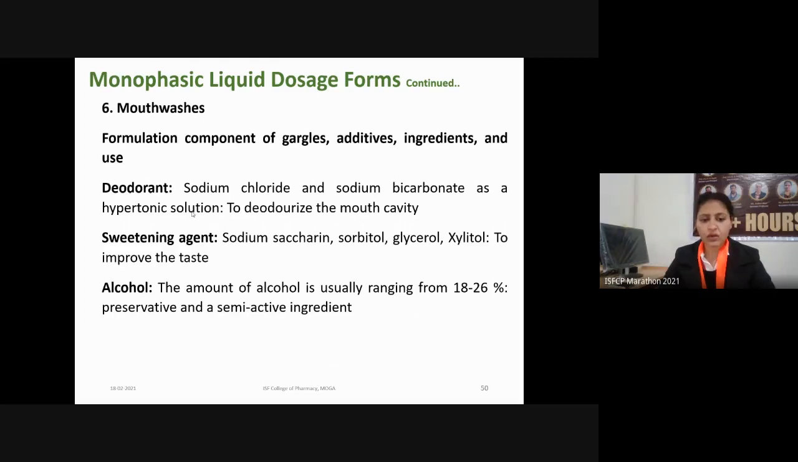Alcohols are also used. Alcohol ranging from 18 to 26% will act as a preservative and will also help in improving the solubility of the ingredients.